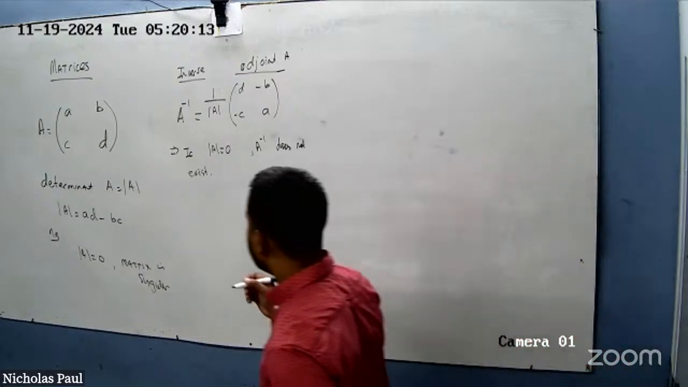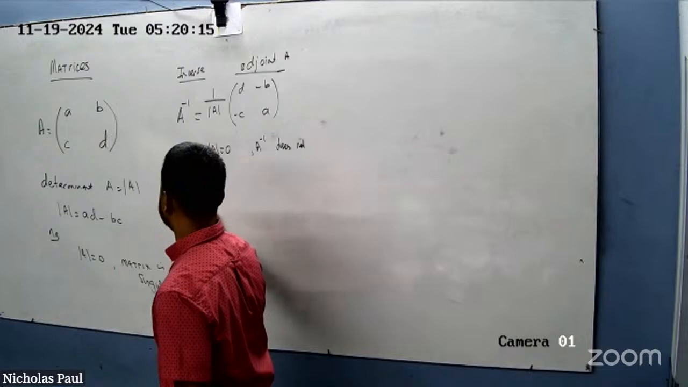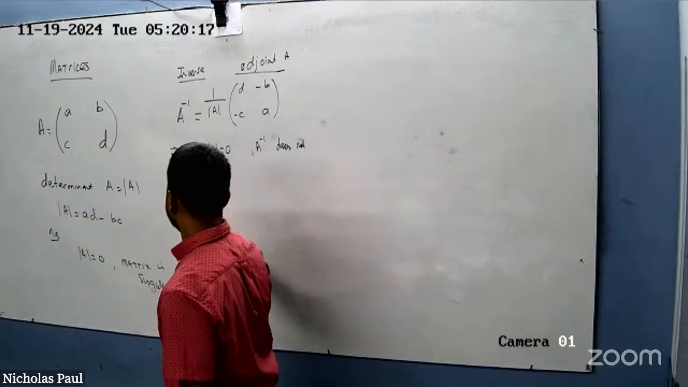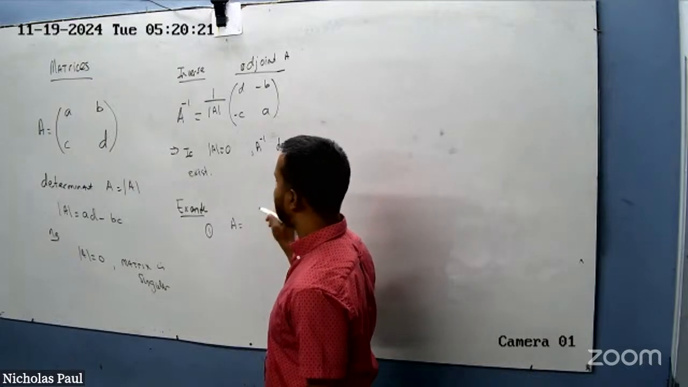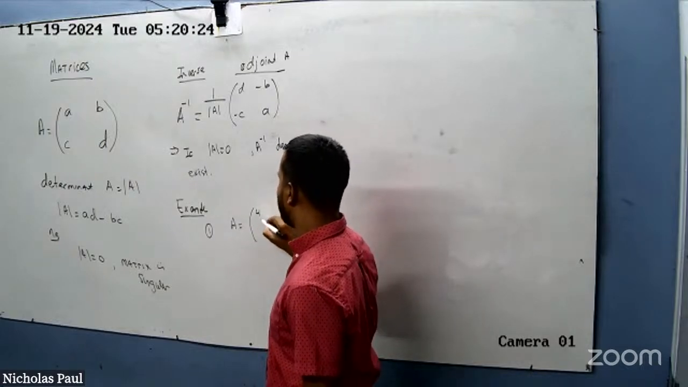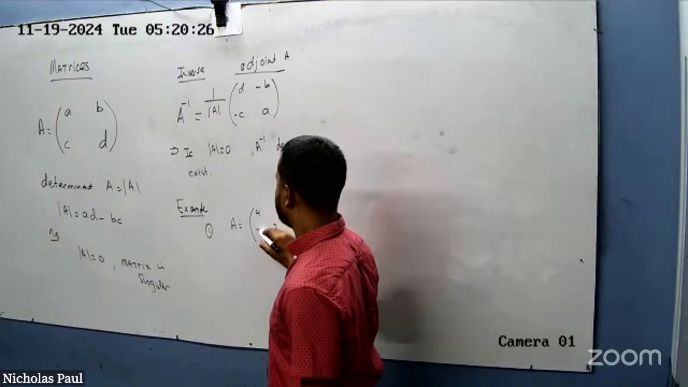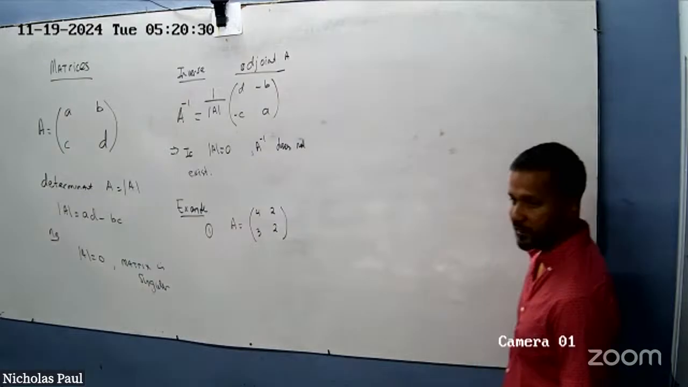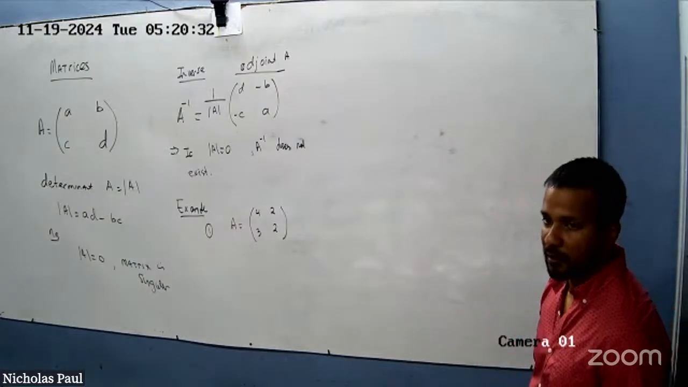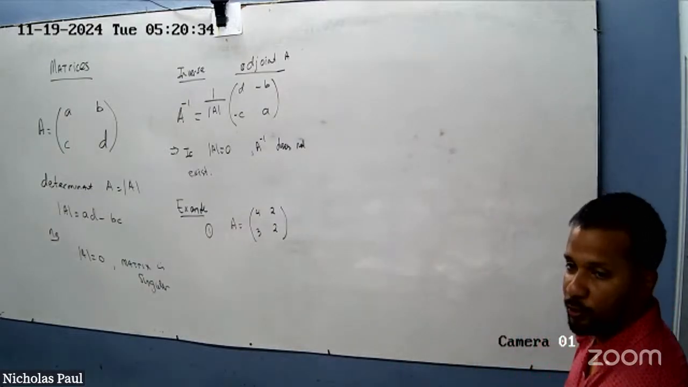Just one quick example is all I really wanted to work on. Take A from before and find the inverse. Find the inverse of 4, 2, 3, 2, if it exists.